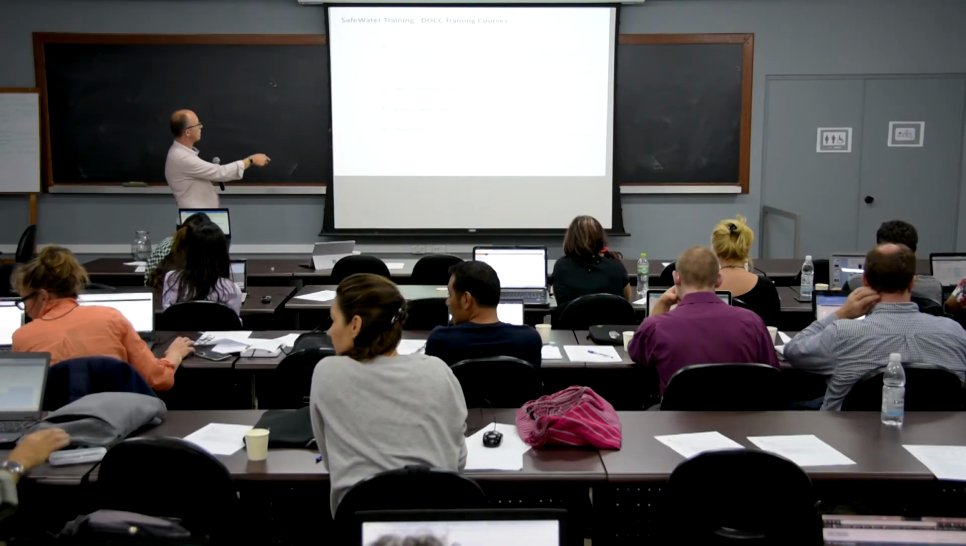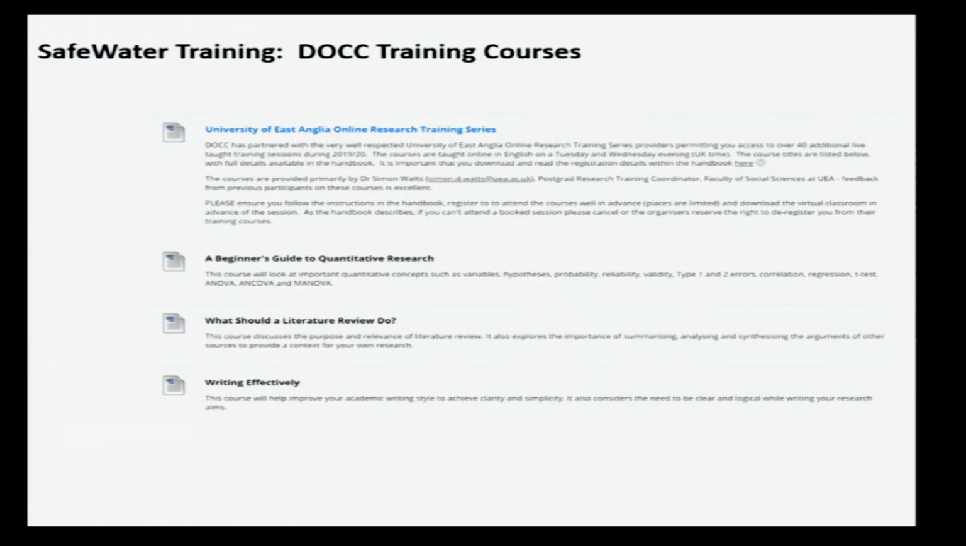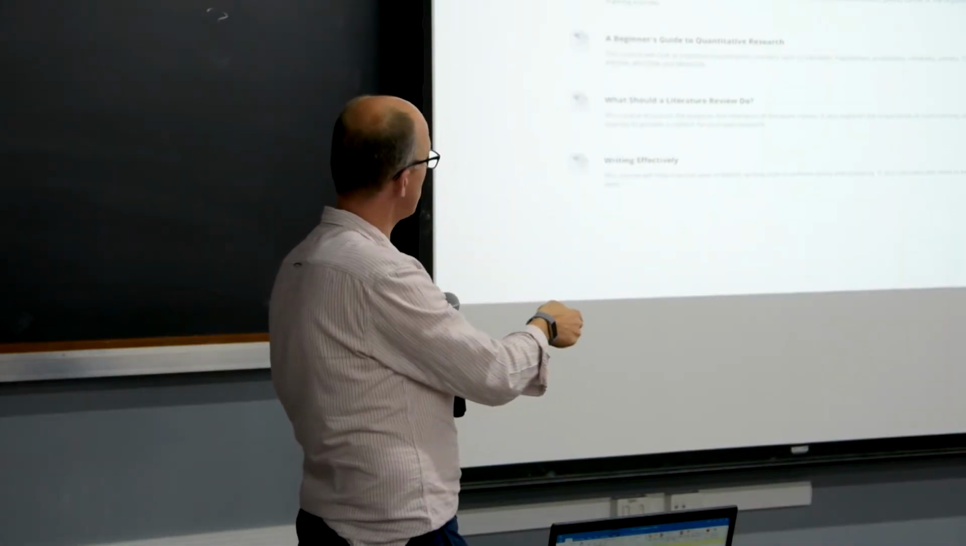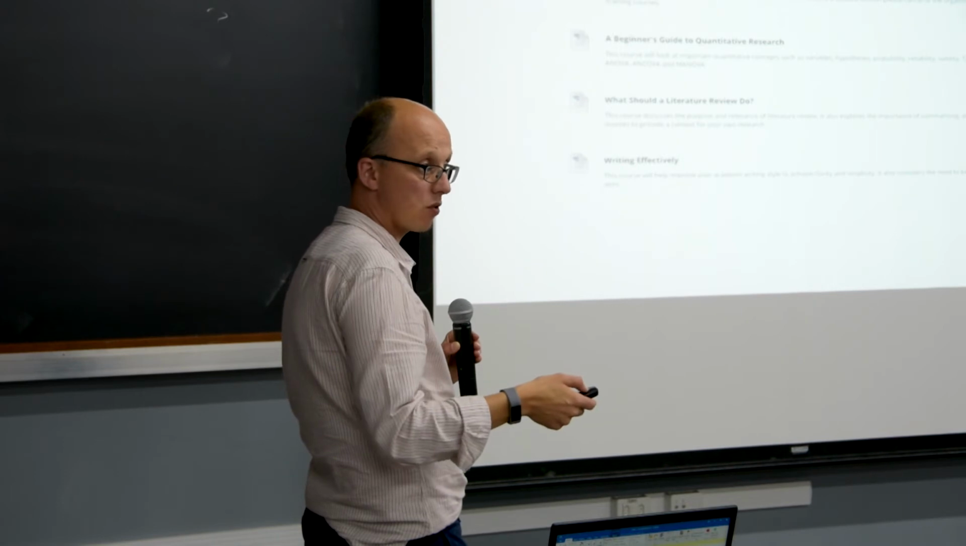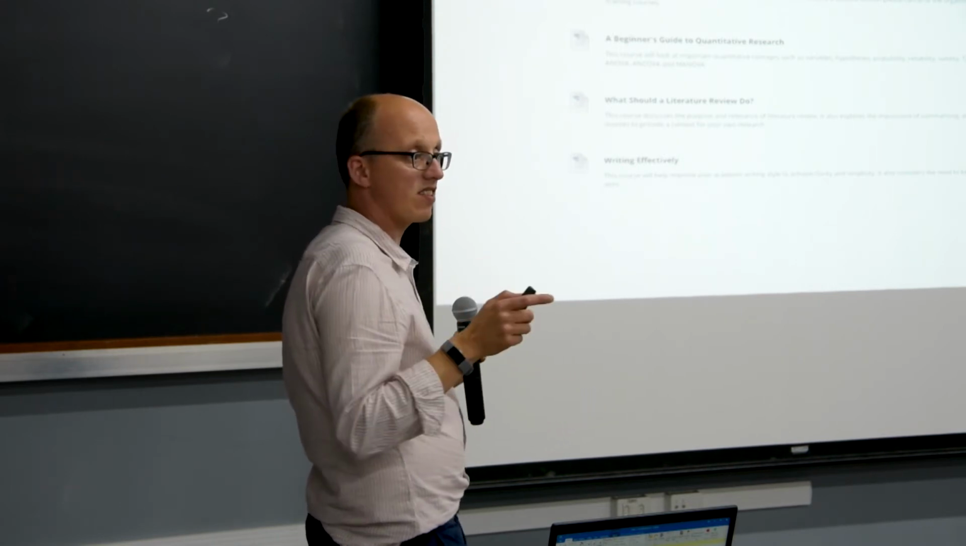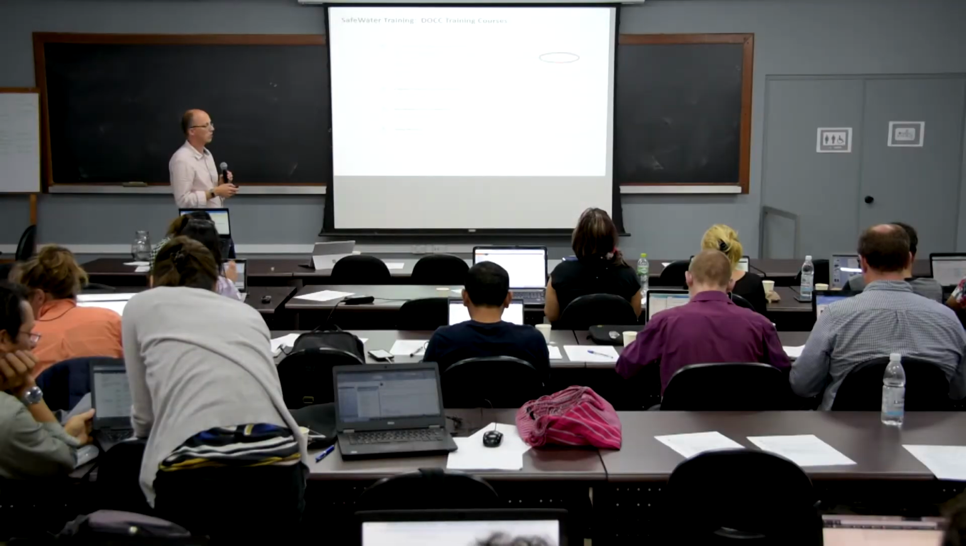Well, a beginner's guide to qualitative research, what should literature research do, writing effectively, and I think there are 30 others that are there. Again, the blue boxes on the TNA list the titles of these courses. Okay, this is quite important, very important.